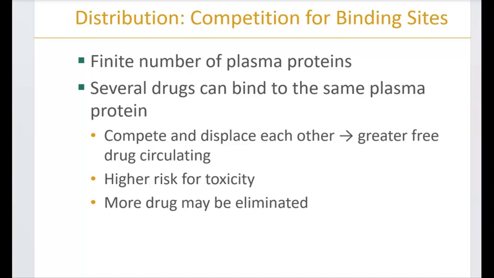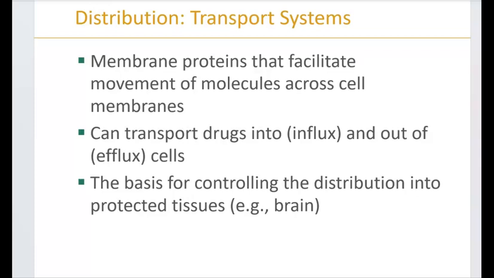There's a finite number of plasma proteins, and several drugs can bind to the same plasma protein, so they could displace each other, which makes it a higher risk for toxicity, and more drug may be eliminated. Membrane proteins that facilitate movement of the molecules across the cell membranes can transport drugs into, which is an influx, and out of is efflux, the basis for controlling the distribution into protected tissues, right? So we have our blood-brain barrier with the example.